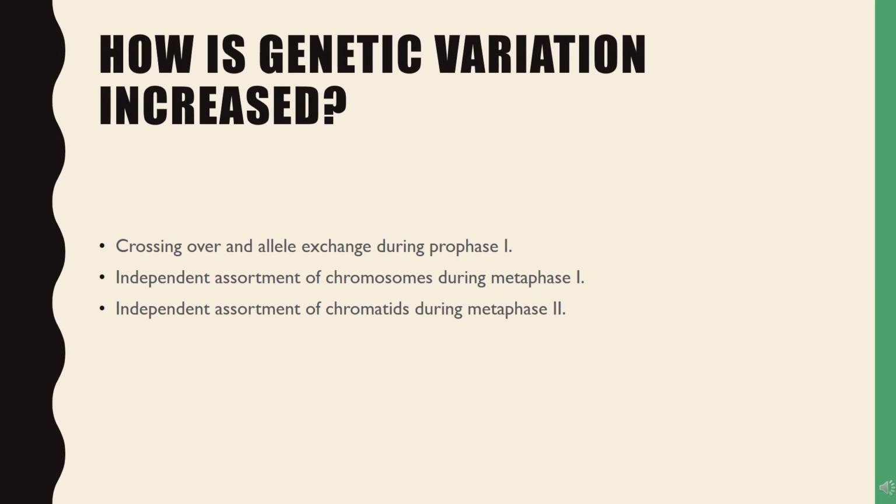As we have mentioned throughout this video, meiosis increases genetic variation. As a summary, this occurs during crossing over in prophase 1, independent assortment of chromosomes in metaphase 1, and independent assortment of chromatids in metaphase 2.